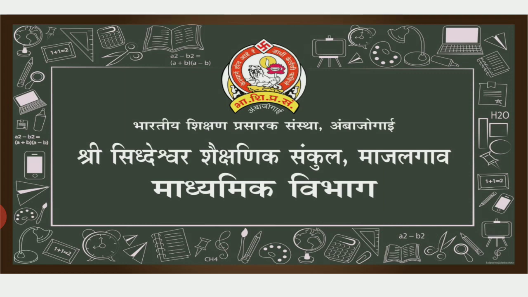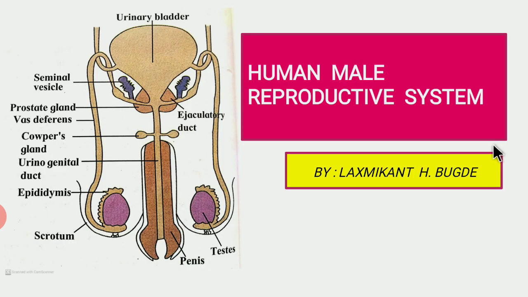Welcome students once again to the session of Science and Technology Part 2. We are talking about the life processes in living organisms, Part 2. In the last lecture we talked about reproduction in plants, and today we will deal with the human male reproductive system.